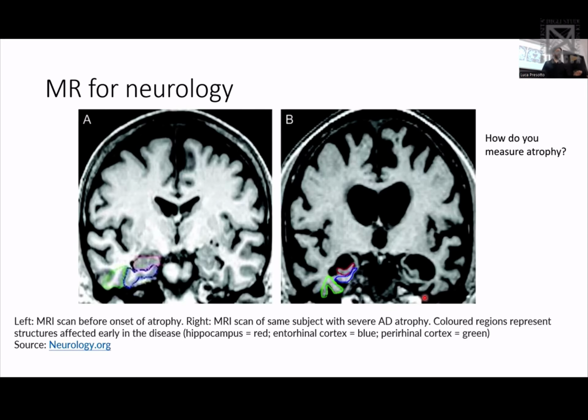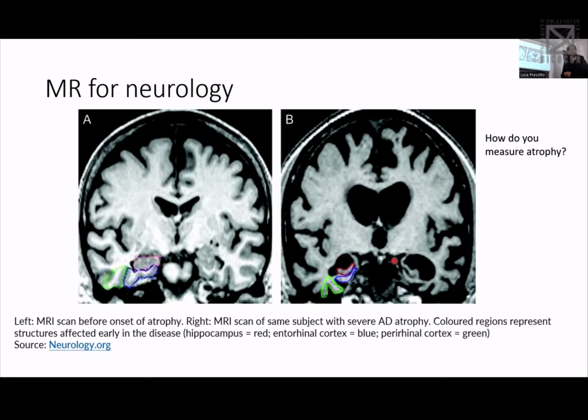Again, for neurology, things are relatively easier. Alzheimer's disease starts to appear with atrophy, especially in some very specific regions. And here in red we have the hippocampus, in blue the entorhinal cortex, and the perirhinal cortex in green. And so you know where to look, you draw the boundaries, someone, you need to decide who does that.